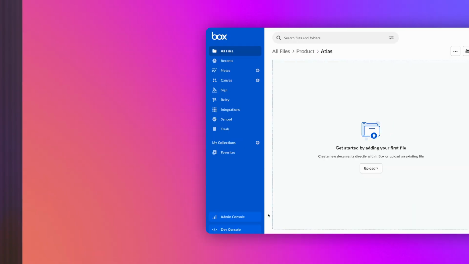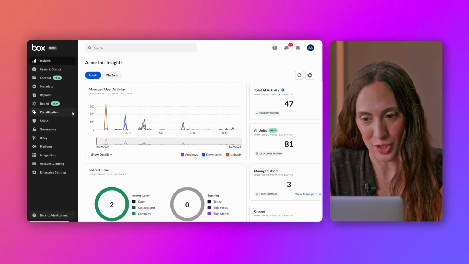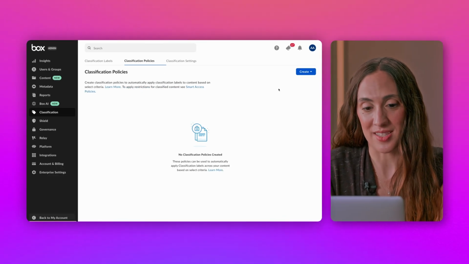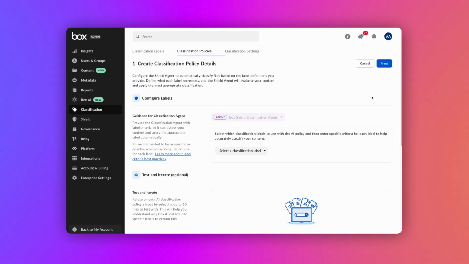But with the classification agent, the security admin can write classification policies in natural language, describing exactly what types of documents the tool needs to classify. AI classification is perfect for this sort of challenge because it relies on more than keywords and specific identifiers. It inspects the context of the document based on custom criteria to determine the correct classification.